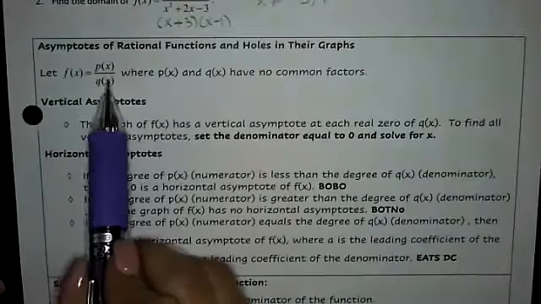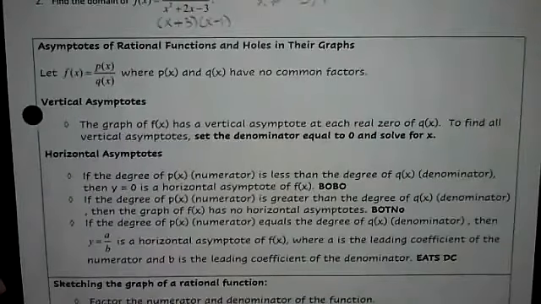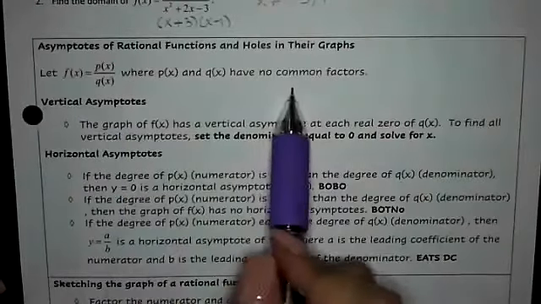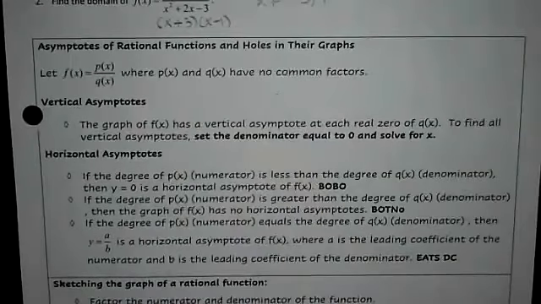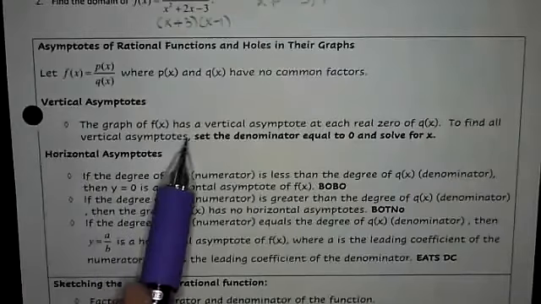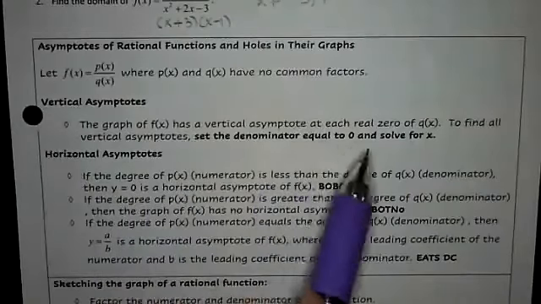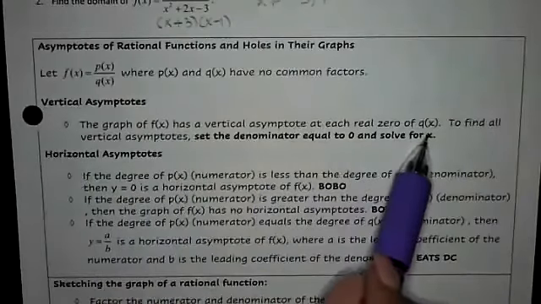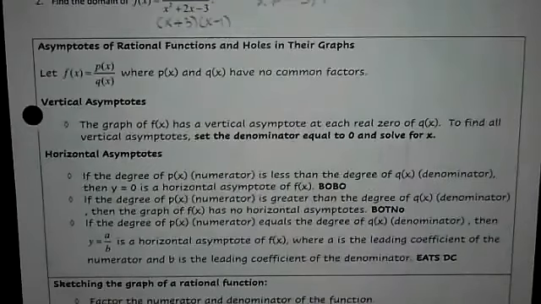F of x is P of x over Q of x, just like we said up there. And it should have no common factors, so we will simplify those. For the vertical asymptotes, the graph of f of x has a vertical asymptote at each real 0 of Q of x. So at every point where the denominator is 0 and makes it undefined, that's going to be my vertical asymptote once we have reduced it. So we set the denominator equal to 0 and solve for x.